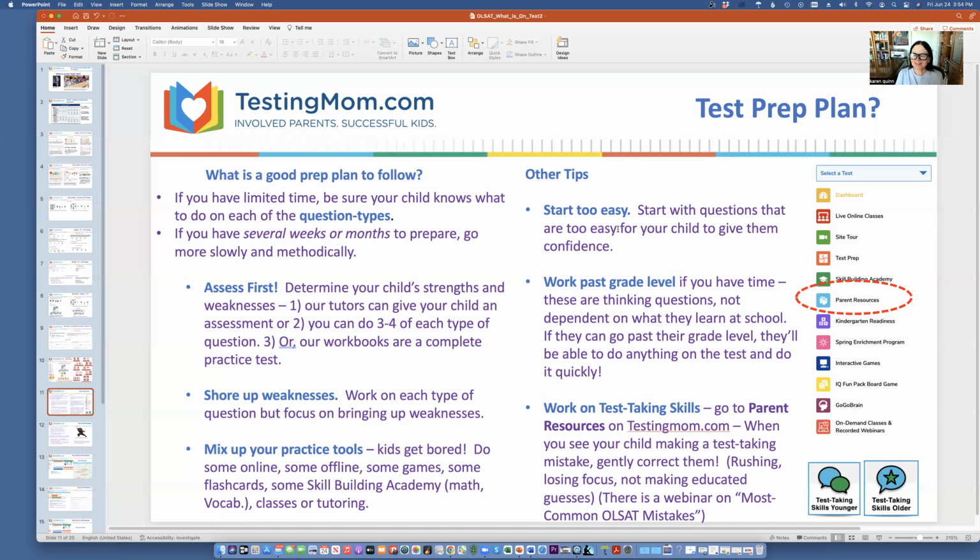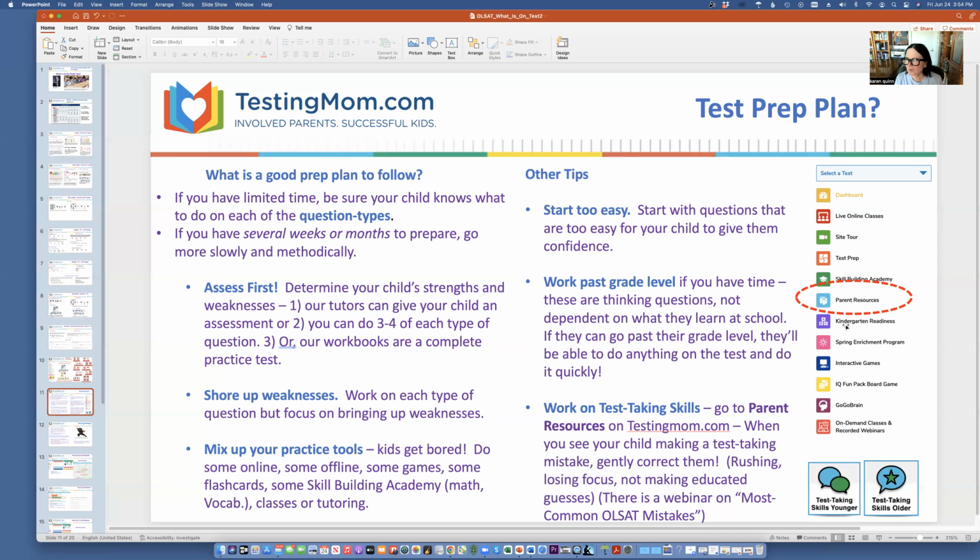So it has nothing to do with what grade level they're in, because these are thinking skills. And I've certainly seen kindergartners doing 5th grade questions, and I've seen 5th graders that need to start with kindergarten questions. So, just start with easy questions. Let your child work to their grade level and even past their grade level if they can do that without frustration.